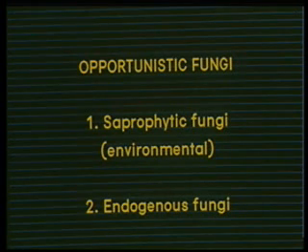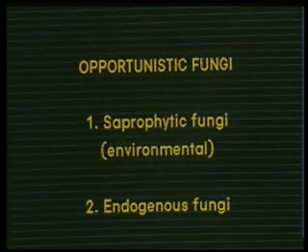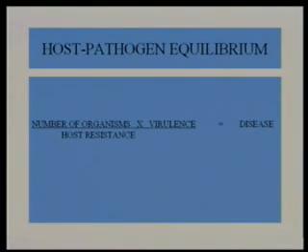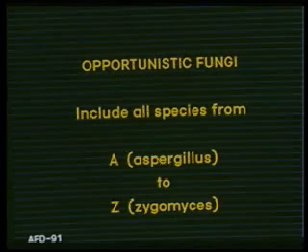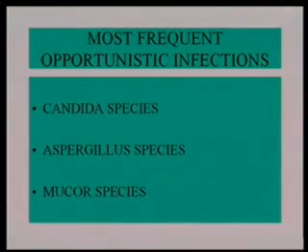By endogenous, we mean they're already inside the body. Typical examples are we all have some Candida in us, and we all probably have some actinomyces in us. Endogenous organisms that become, you change that, you change either the host resistance, the number of organisms, without even changing the virulence, and you get infection. Just to indicate that there are a lot of them.